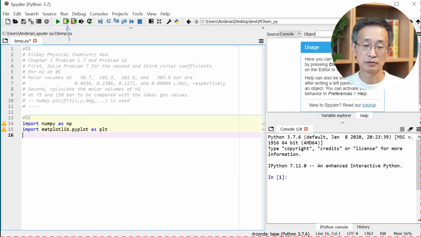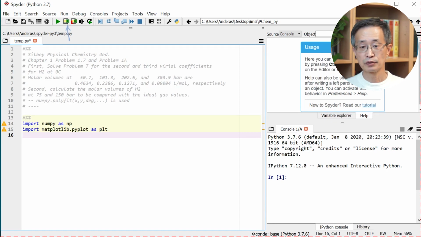Next thing we do is import numpy as np, and also matplotlib.pyplot as plt. So we will need two modules to run the code. You can think of a module as a subroutine: you just call it and it does the work for you.